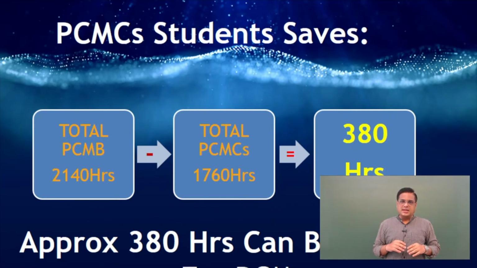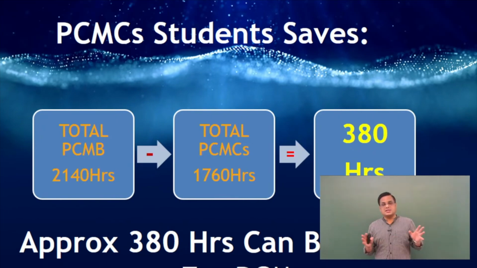If you come to computer science, since that many hours are reduced there, because you are not learning the computer science for the competitive examination, you are studying only for the board, you require around 1760 hours. This is only as lecturing or giving you the knowledge which is required based on your syllabus. If you subtract, 2140 minus 1760, around 380 hours are saved for you.